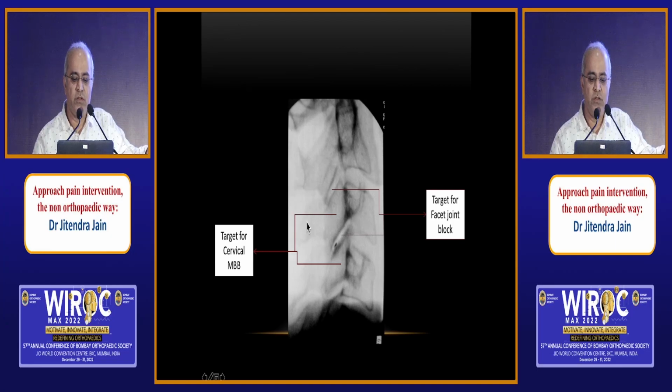So this is how the facetal pillar will look. This is your joint target. You can see the dot over here. That's inside the facet joint. And this is where, in the center of the pillar, you'll target it for the median branch, especially in patients who have localized neck pain.